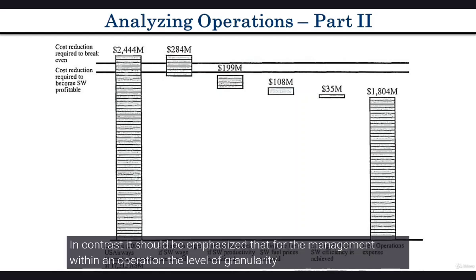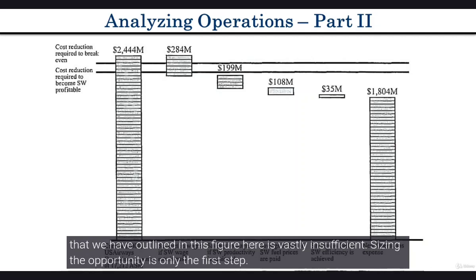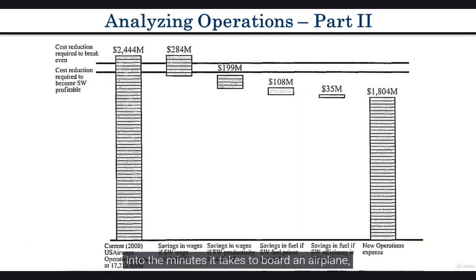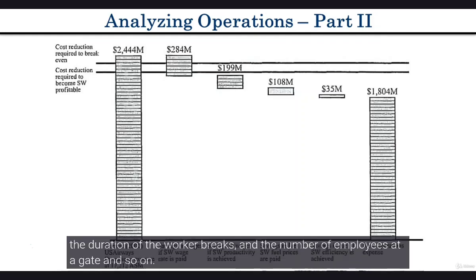In contrast, it should be emphasized that for the management within an operation, the level of granularity that we have outlined in this figure here is vastly insufficient. Sizing the opportunity is only the first step. The real challenge then is to cascade the labor productivity disadvantage further, all the way into the minutes it takes to board an airplane, the duration of the worker breaks, and the number of employees at the gate, and so on.